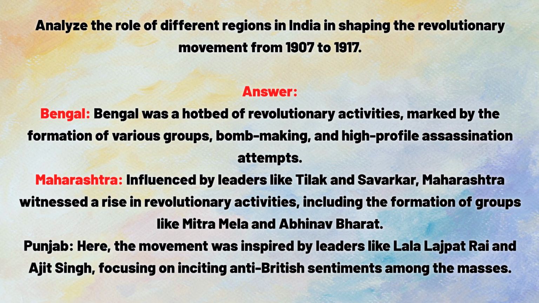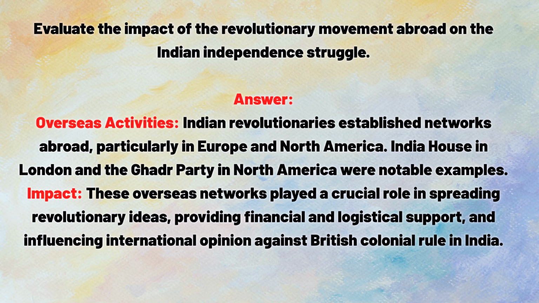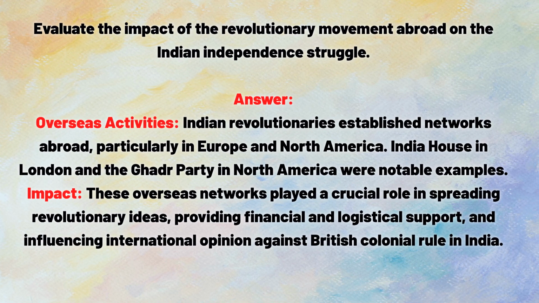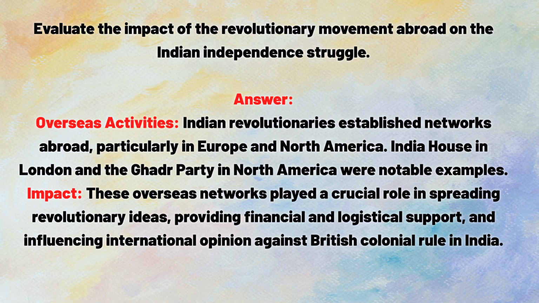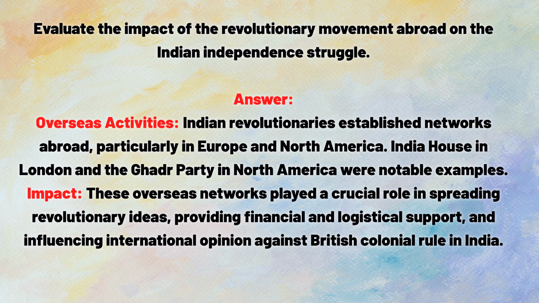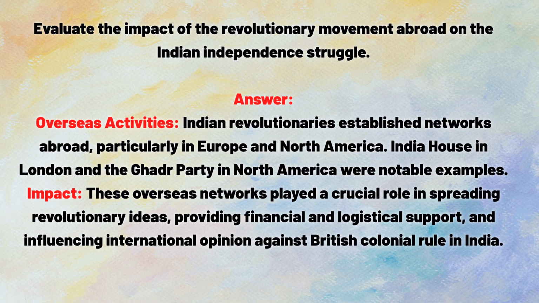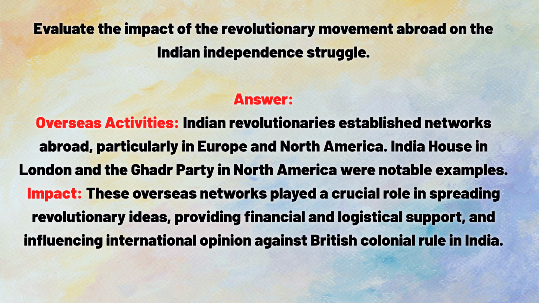Punjab. Here, the movement was inspired by leaders like Lala Lajpat Rai and Ajit Singh, focusing on inciting anti-British sentiments among the masses. Evaluate the impact of the revolutionary movement abroad on the Indian independence struggle. Answer. Overseas activities. Indian revolutionaries established networks abroad, particularly in Europe and North America. India House in London and the Ghadar Party in North America were notable examples. Impact. These overseas networks played a crucial role in spreading revolutionary ideas, providing financial and logistical support, and influencing international opinion against British colonial rule in India.